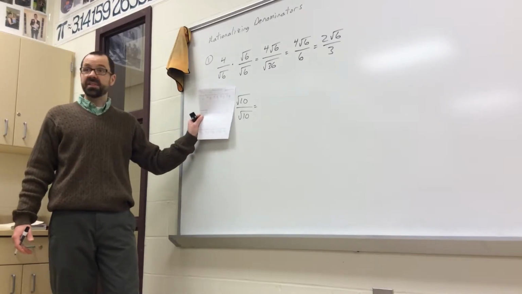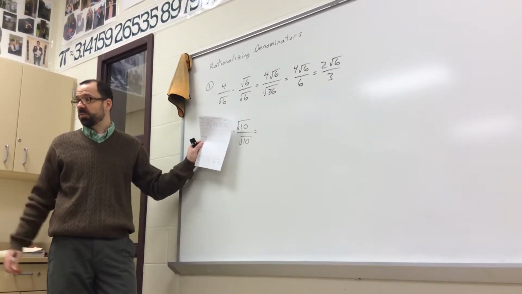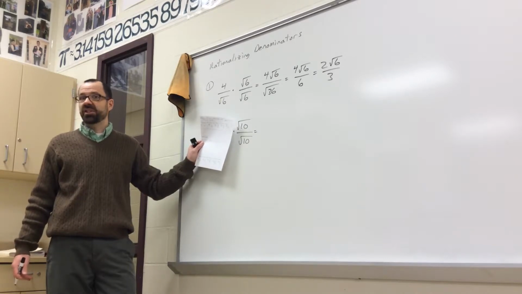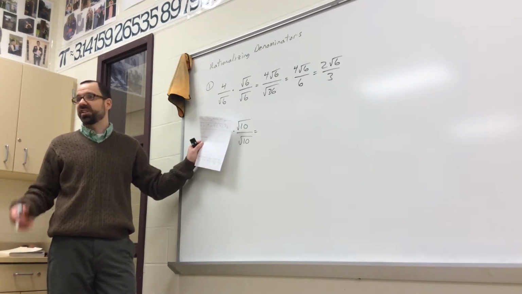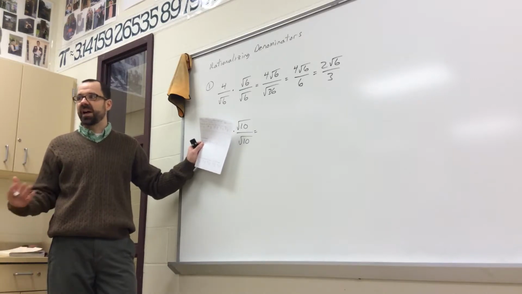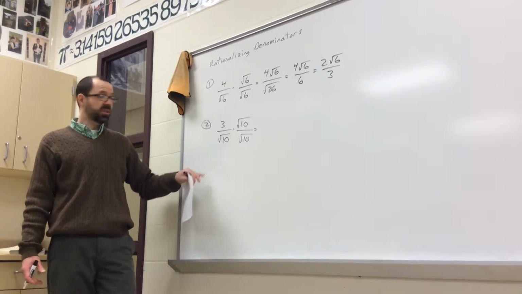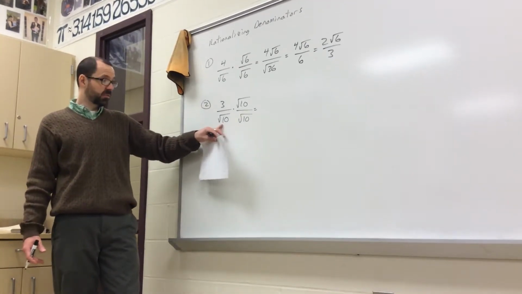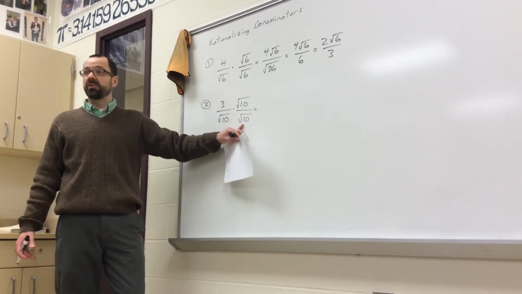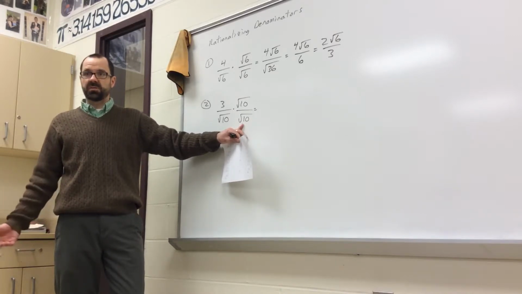So, again, this is legal because this equals 1. So all we're doing is multiplying by 1. It's not really changing anything. It's not changing the value. It's changing what it looks like, but it's not changing the value of it. And the reason we chose 10 is because the square root of 10 times the square root of 10 is the square root of 100, which comes out to plain 10.